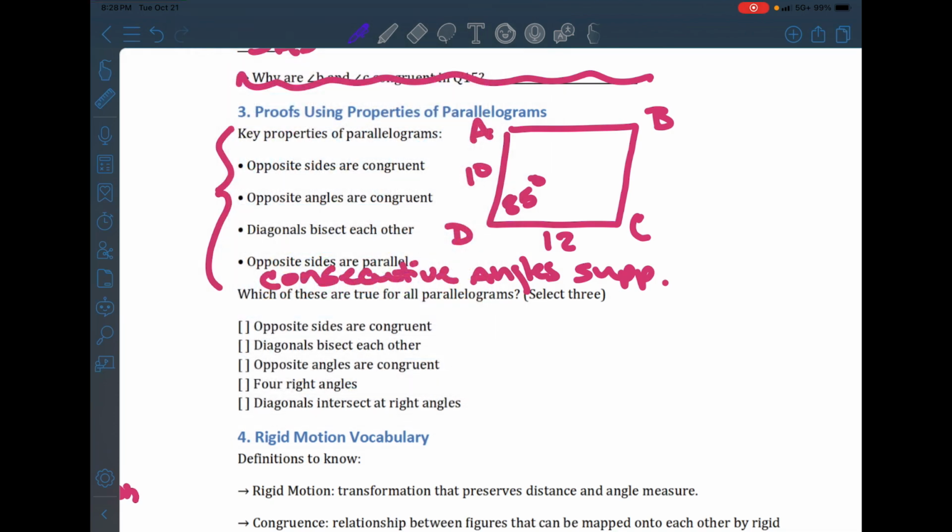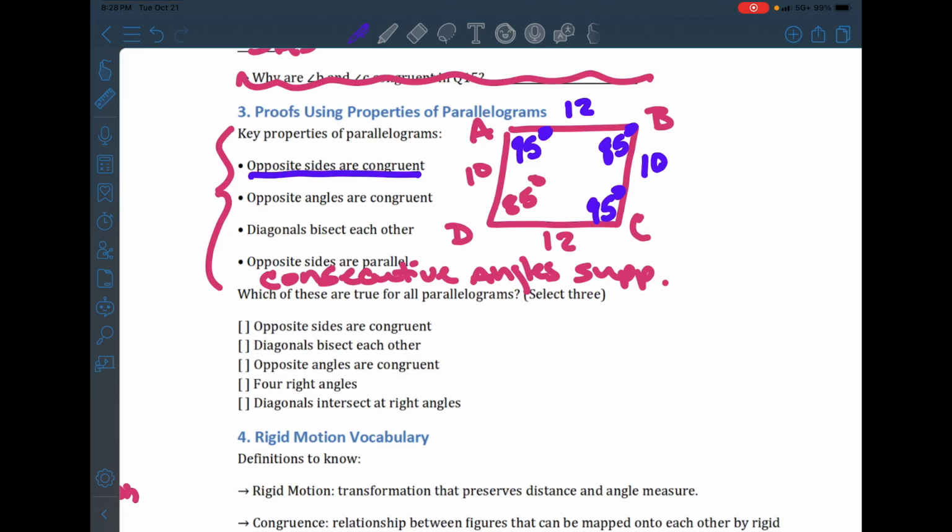So if opposite sides are congruent, then the opposite side of AD is BC, and that would be 10. The opposite side of DC is AB, and that is 12. Then my opposite angles are congruent, so the opposite angle of D is B, and that would be 85 degrees. And then A and B are supplementary. So if I take 85 from 180, that leaves 95. So A is 95, and then opposite of A is C.